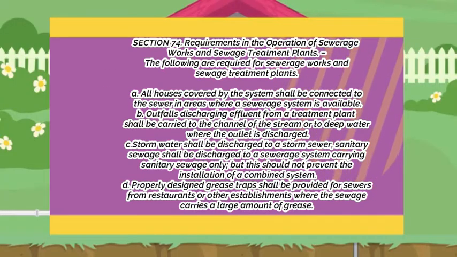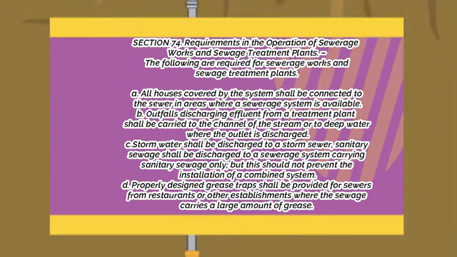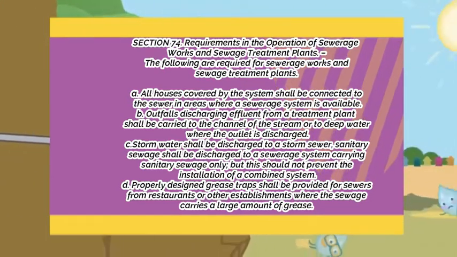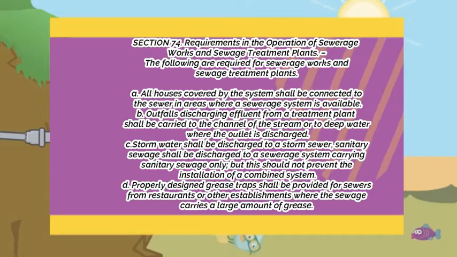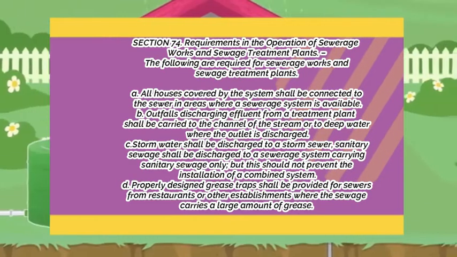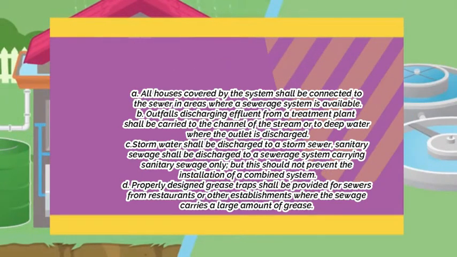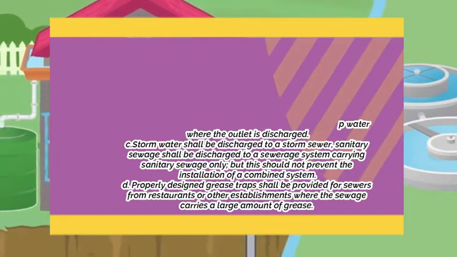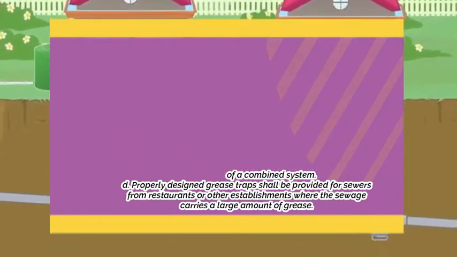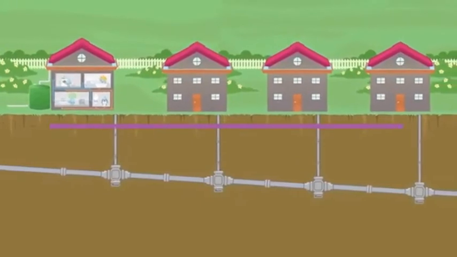Letter C. Storm water should be discharged to a storm sewer. Sanitary sewage should be discharged to a sewerage system carrying sanitary sewage only, but this should not prevent the installation of a combined system. Letter D. Properly designed grease traps should be provided for sewers from restaurants or establishments where the sewage carries a large amount of grease.